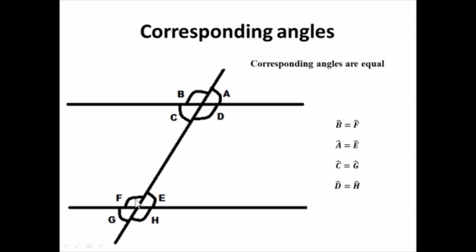Before the parallel lines, under the parallel lines. Then before the parallel line here, before the parallel line here, the angles there, and under the parallel line, under the parallel line, the angles there are corresponding. That means they are equal.